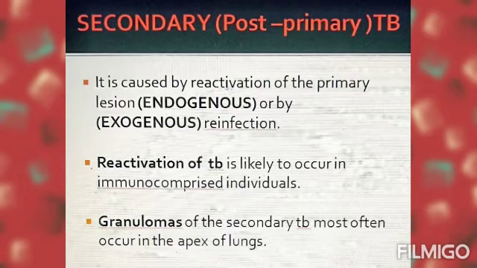Secondary or post-primary TB is caused by the reactivation of the primary lesion, that is endogenous, or by exogenous reinfection. Reactivation of TB is likely to occur in immunocompromised individuals. Granulomas of the secondary TB most often occur in the apex of the lung.